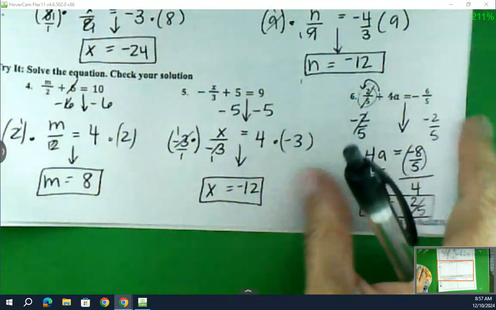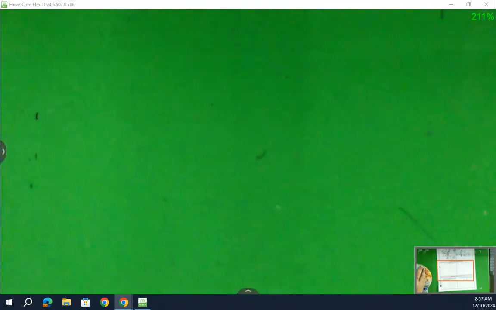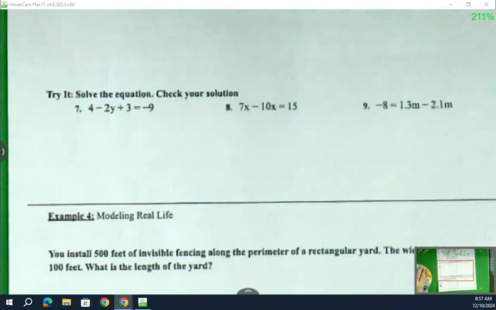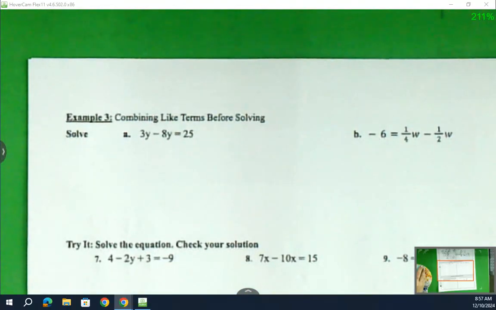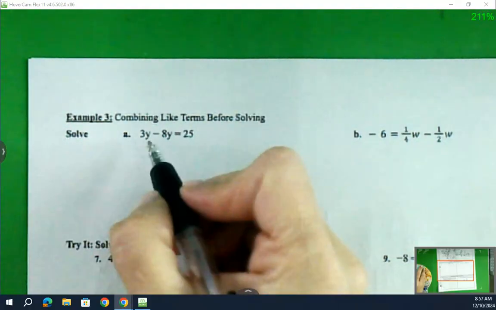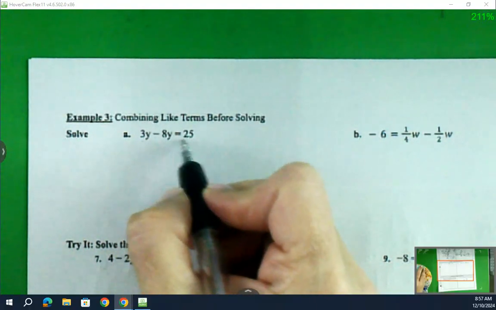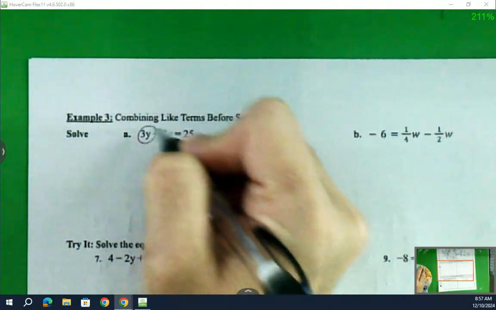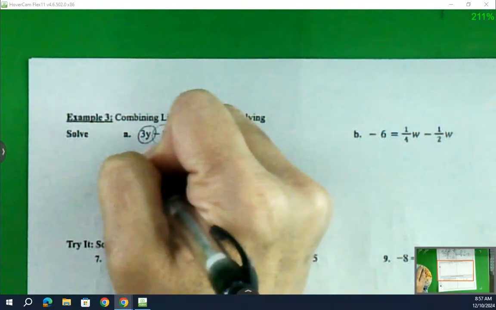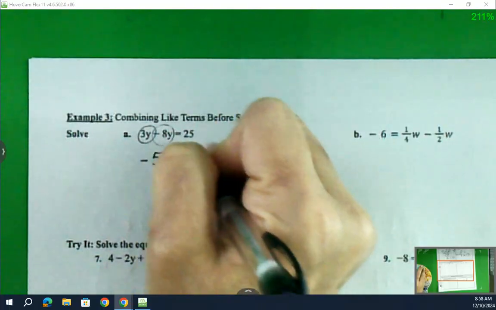Okay, let's turn it over to the back. On the back it says combining like terms before solving. So this time we do have to clean it up before we solve. In A here we have 3y minus 5y equals 25. So we're going to do the 3y minus 8y for negative 5y equals 25.